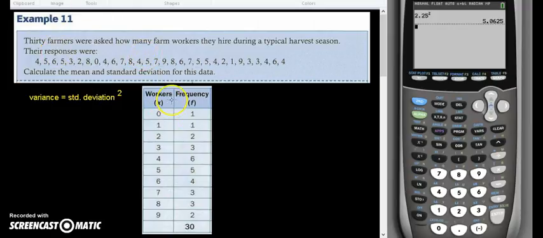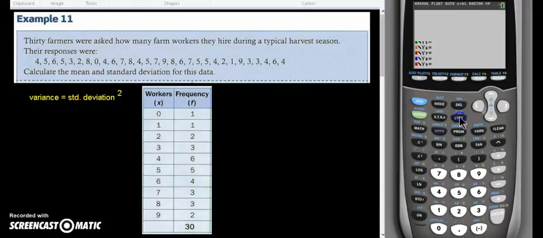So what they did here is they just created a frequency table, and they counted how many farmers hired 0 workers. There's 1, and that will be this one right there. And for 1 worker, 1 farmer, so that will be this one right here. For 2 workers, it would have 2 of them, 1 over here and another 1 over there. So the second column is just the frequency of the respective workers that they hired. So I'm going to show you guys how to find the standard deviation and the variance on your TI84.